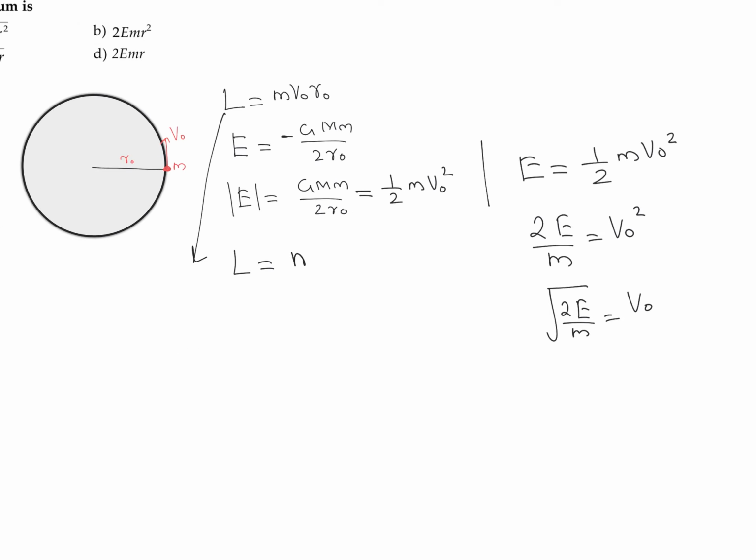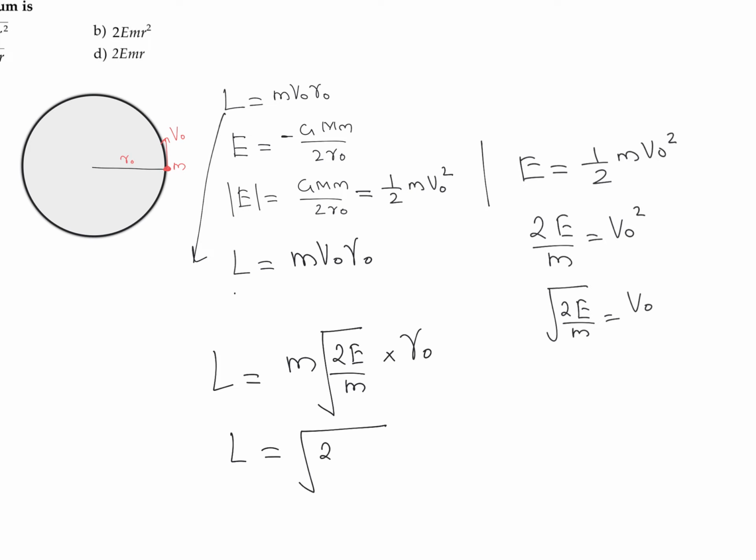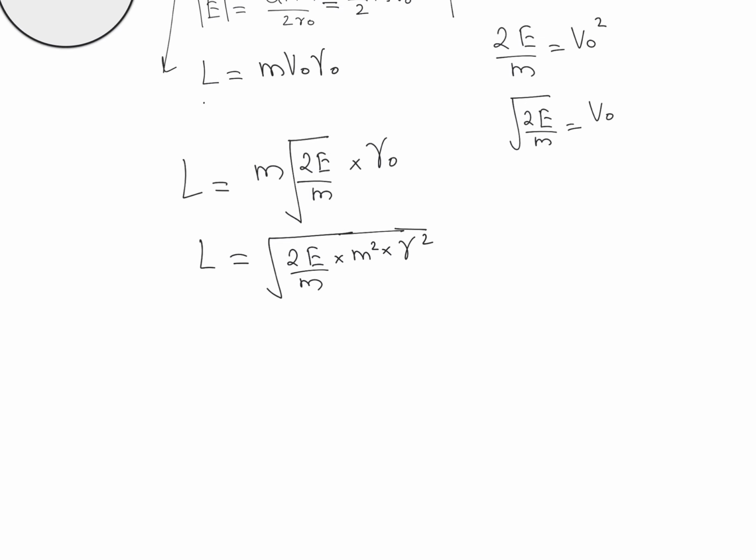Now in the equation of angular momentum, m into v naught into r naught, we can substitute this value. So the angular momentum becomes m into the square root of 2E divided by m, into r naught. If we take this m inside the root, it becomes m square, and r naught inside becomes r naught square. So we can cancel one m over here and over here, and this is going to be the square root of 2 E m into r naught square.